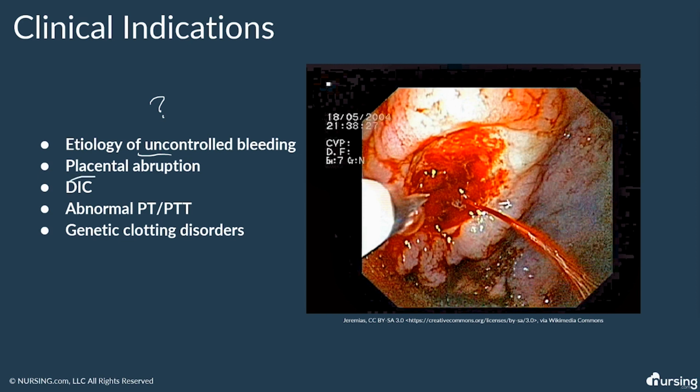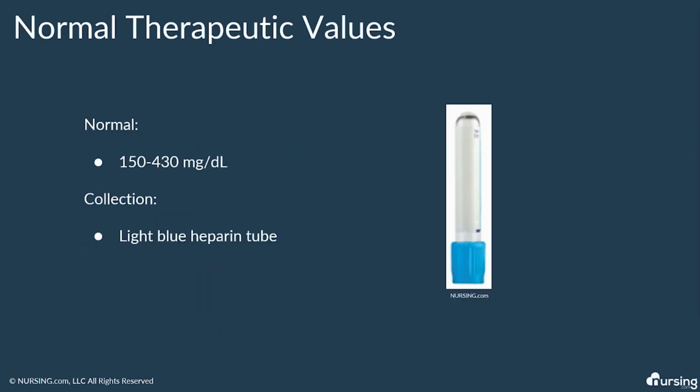In times of like placental abruption, that's when the placenta comes off the uterine wall, and all of those crazy capillary endings on the uterus side don't clot and get taken up, and it bleeds like crazy. That can even go into disseminated intravascular coagulation. Now, abnormal PT or PTT values are also an indication to draw this lab, and in the case of genetic clotting disorders. A normal therapeutic value for fibrinogen would be between 150 and 430 milligrams per deciliter.